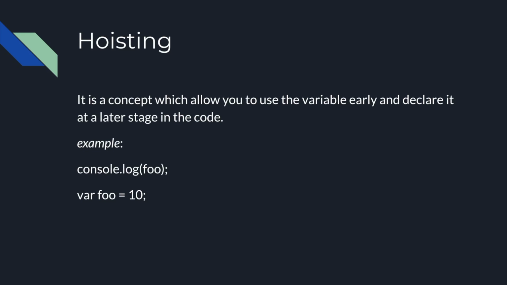And the third one is hoisting. So hoisting is a concept which allows you to use the variable early and declare it at a later stage in the code. In this example, I have used foo before I initialize it to 10. So every variable created with a different method behaves differently. So let us now discuss all of them in detail.